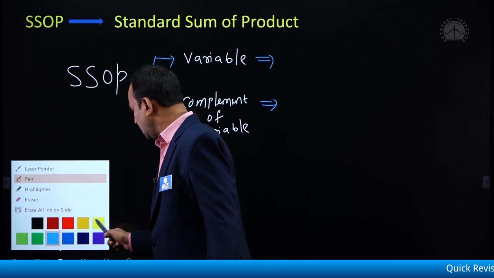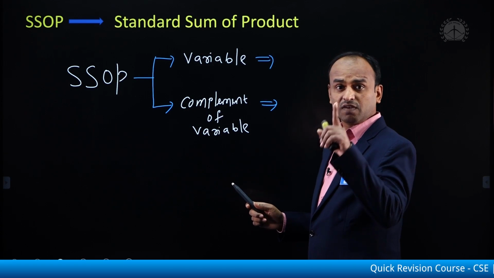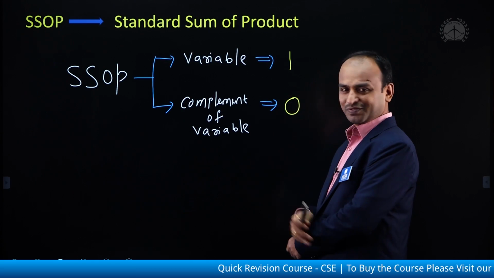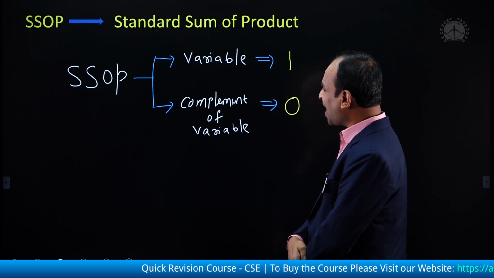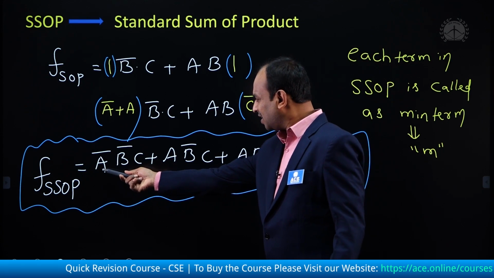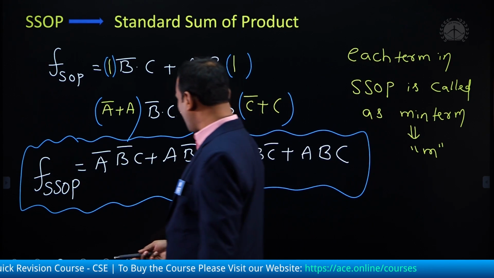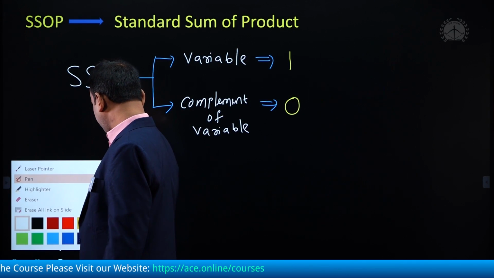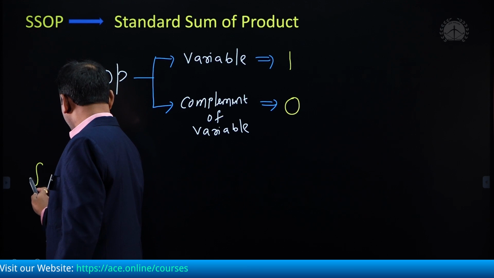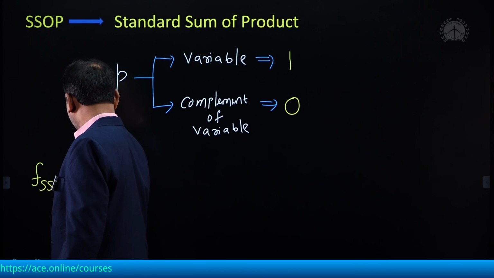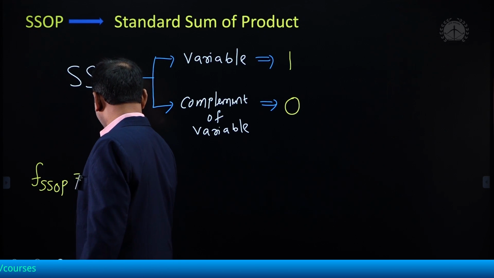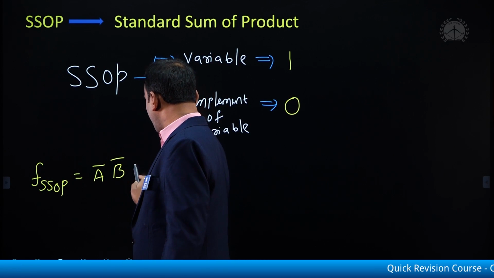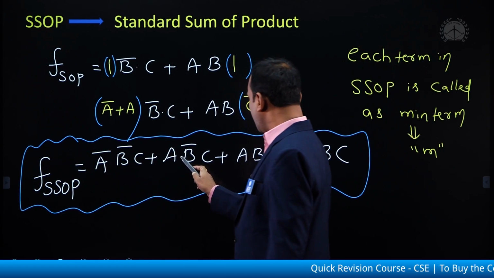Now, dear students, in this SSOP, wherever the variable is there, we need to place 1, and wherever the complement variable is there, 0. So I am copying the previous SSOP here. f of SSOP equals A complement B complement C, observe, plus again A B complement C.